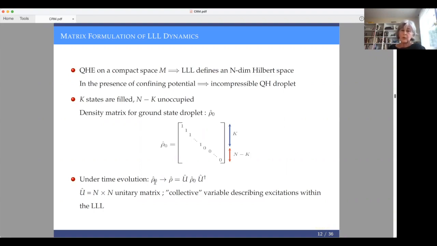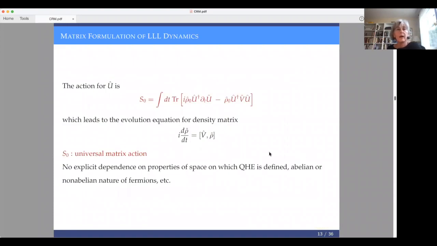So under time evolution, this rho 0 goes to another rho via a unitary transformation. And these n by n unitary matrices can essentially be thought of as collective variables which describe the excitations within the lowest Landau level. So one can write an action for this U. Okay, so the action of U can be written like that. This is a matrix action, which leads to the evolution equation for the density matrix, which is as expected, where V now is the confining potential.